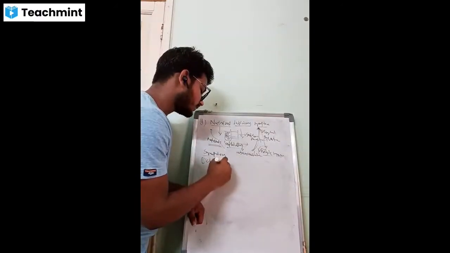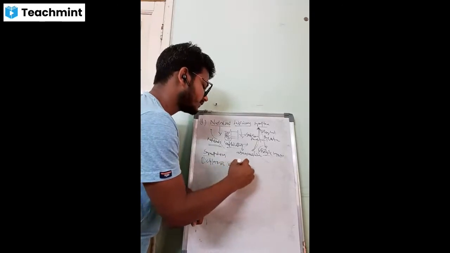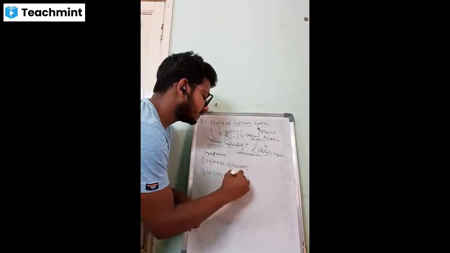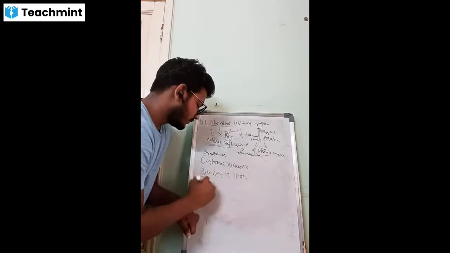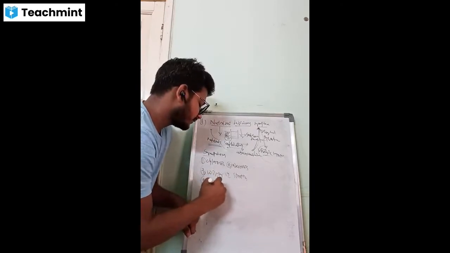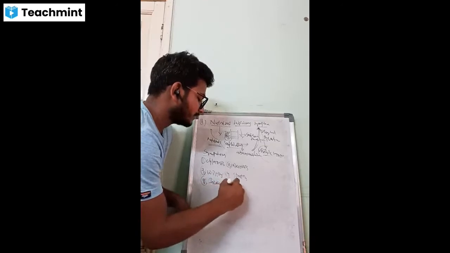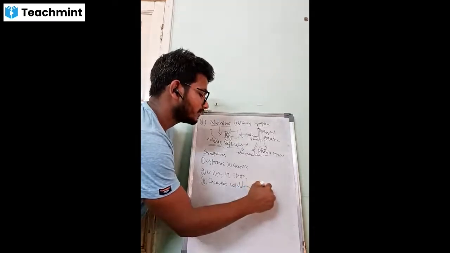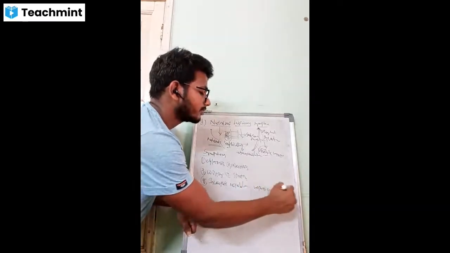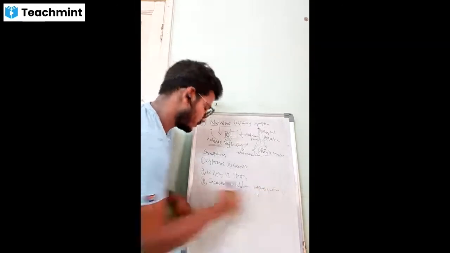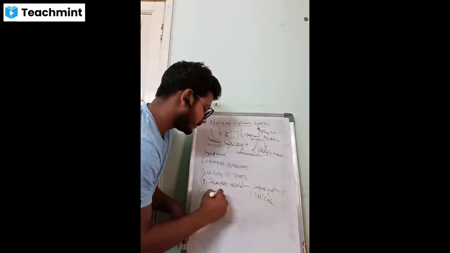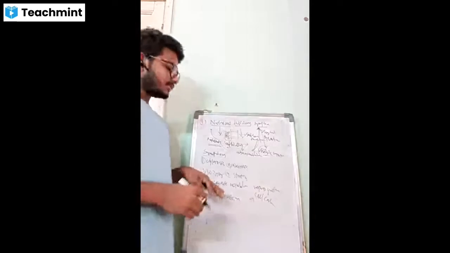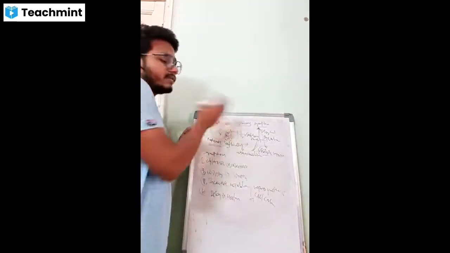The first one is chlorosis, second one is necrosis, third one is wilting, fourth one is stunting, fifth one is incomplete metabolism, which is nothing but improper growth of cell constituents. Sixth one is delay in maturity. So there are various types of symptoms we observe when there is some nutrient deficiency.